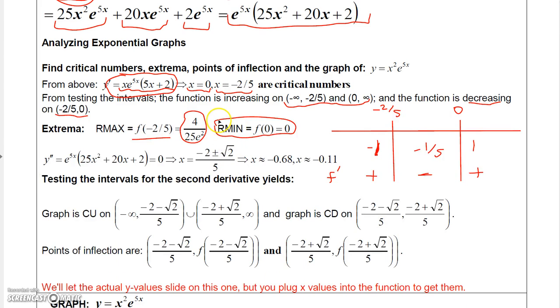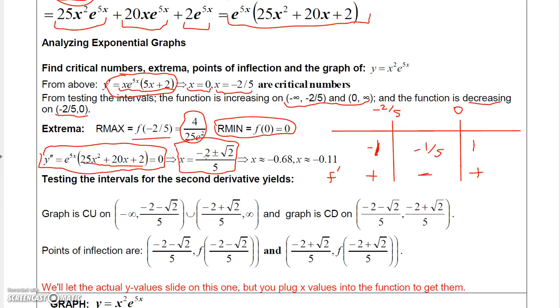So there's our extrema. Now the next thing I'm going to do is look at the second derivative and set it equal to 0 to see if I can find any inflection points. Well, remember, e to the 5x cannot equal 0. But this trinomial can equal 0, and the way we have to solve it, since it doesn't factor, is we have to use the quadratic formula.